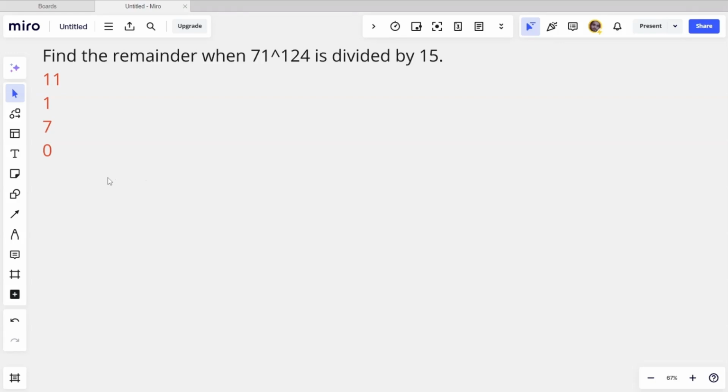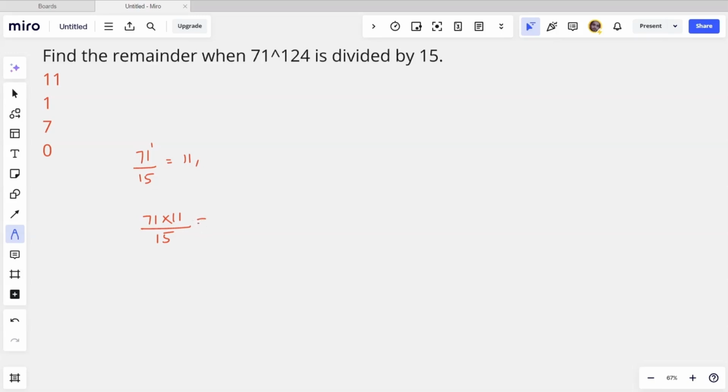Okay, as we know the concept of remainder cycle, we need to find the remainder cycle of 71. So 71 raised to the power 1 divided by 15. Okay, so what will be the remainder? Remainder will be 11. Okay, now 71, this is our base, into 11 divided by 15. And why am I not calculating 71 raised to the power 2? I also told you this in the previous lecture. In that lecture I also told you the concept of remainder cycle.